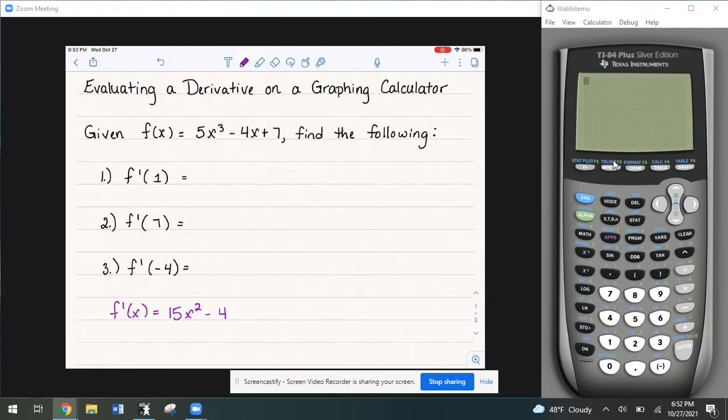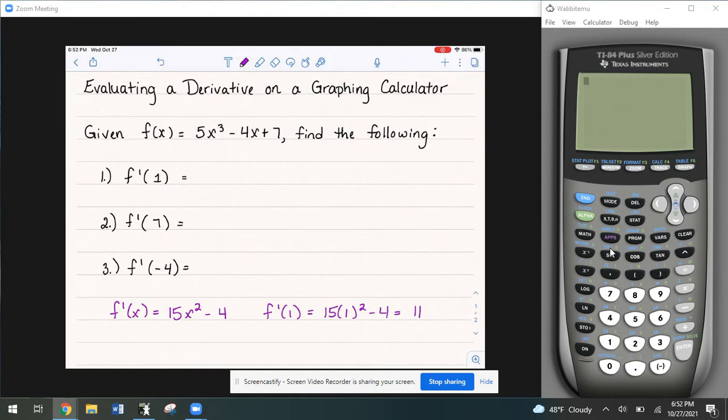So then we would go through and figure out, okay, what is f prime of 1 by plugging in 1, and we would get 15 times 1 squared minus 4. 15 minus 4 is 11. And then we could do the other two as well. So this is not super difficult to find the derivative and evaluate, but it is good to be able to do this on a graphing calculator.